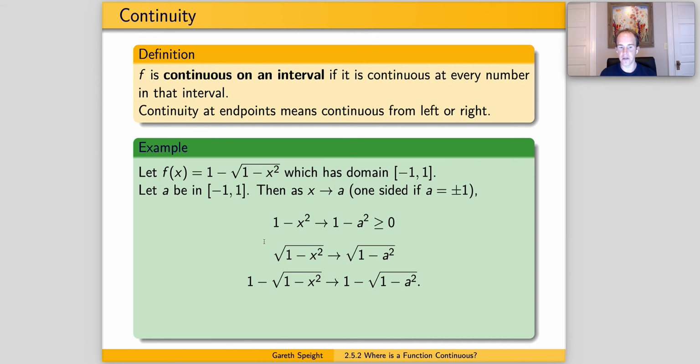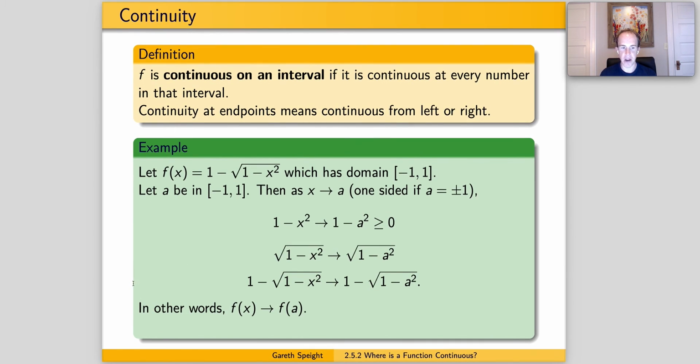Then we use the rule with roots. And then we use the difference rule for limits. Okay. So we managed to compute the limit of f of x as x tends to a. It's 1 minus the square root of 1 minus a squared. And then, okay, we're supposed to check that's f of a, but that is f of a, right? If we just substitute directly, f of a is 1 minus the square root of 1 minus a squared.